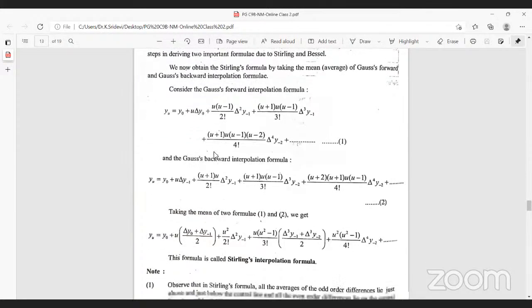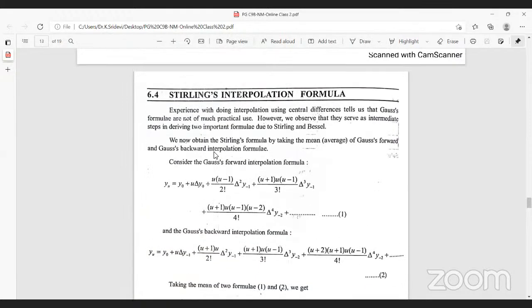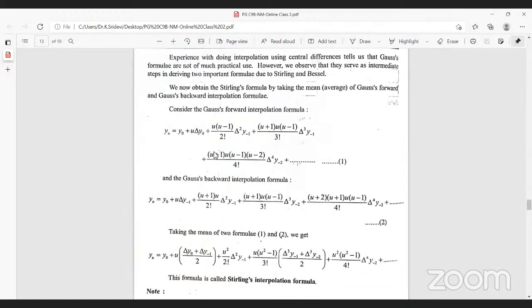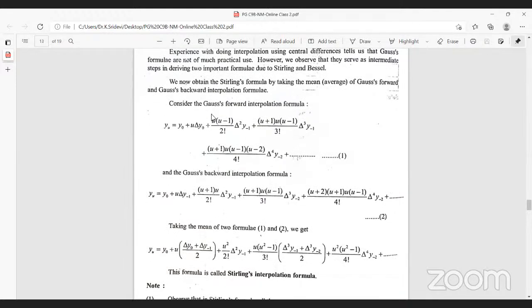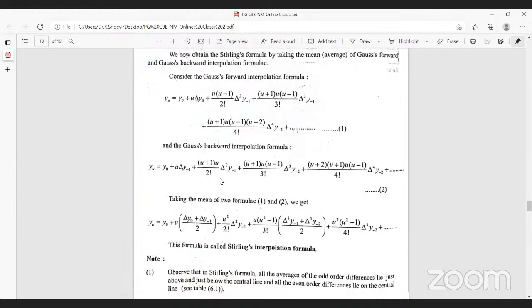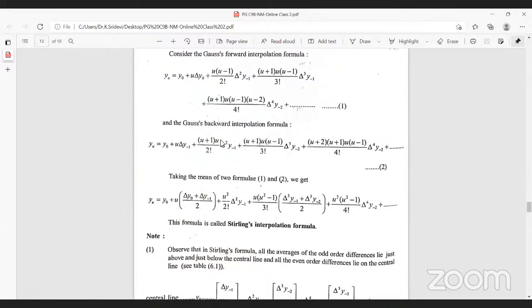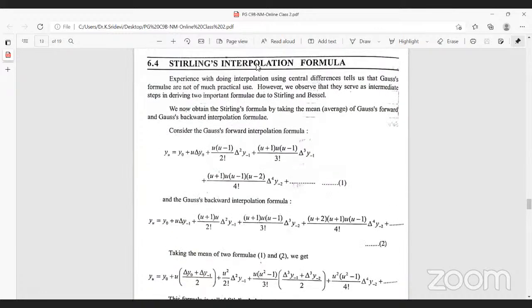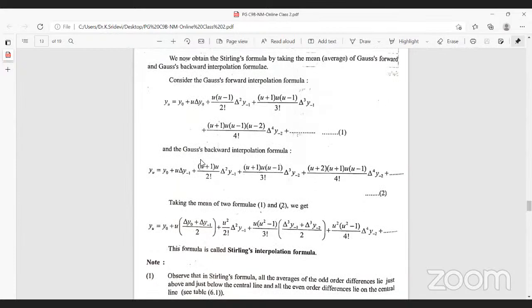First we have to derive this formula and later we will take an example. When we use this formula, I will discuss it. For example, we know the Gauss forward interpolation formula like this and the Gauss backward difference interpolation formula like this from the previous discussion. We have both the formulas. Now we take the average of the two formulas to get Stirling's formula. Stirling's interpolation formula is nothing but the average of the two formulas, Gauss forward and backward interpolation formulas.